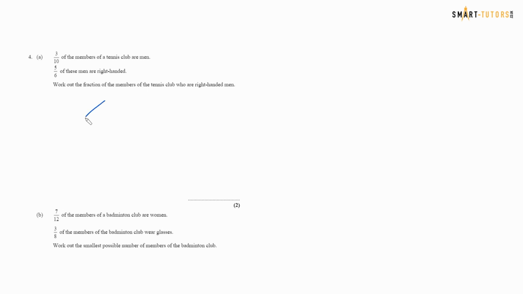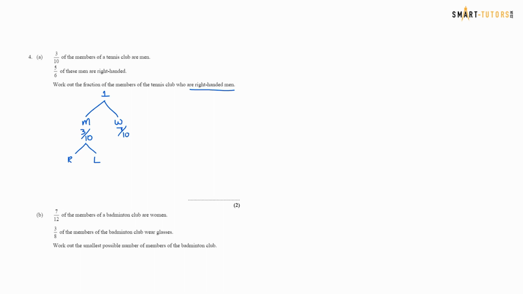So let's say it's men and women. If I put M here, it's women here. If I take one portion, 3/10 of them are men. So definitely 7/10 of them are women. And 5/6 of these men are going to be right-handed. Work out the fraction of the members of the tennis club who are right-handed.